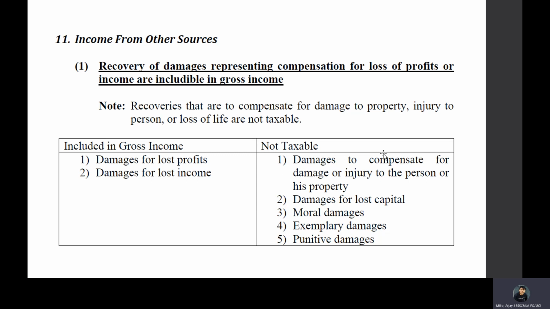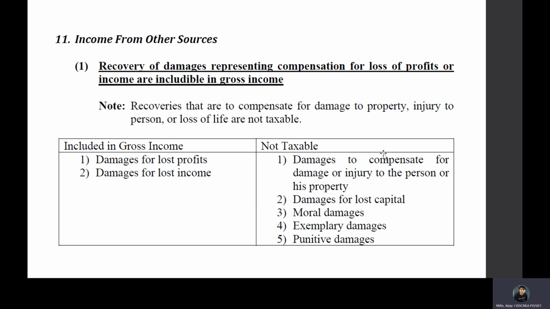Ang hindi mga taxable yung mga damages to compensate for damage or injury to the person or his property, itong mga damages for loss of capital, since return of capital lang siya, then moral, exemplary, and punitive damages. So basically, ito yung payment ng mga kalaban sa cases for the delay, no, for kung ano man yung naidulot niyang emotional impact or pain sa credibility ng company, no? So ito yung mga payment na to. So for moral, exemplary, and punitive damages.